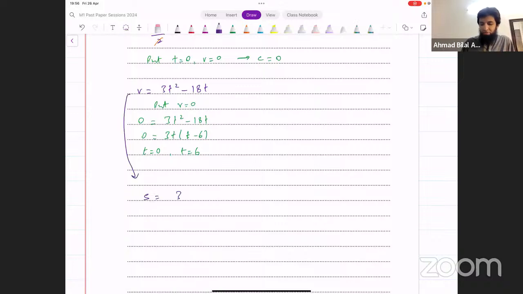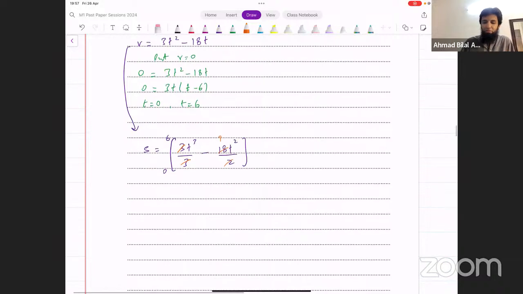And that's going to become 3t cubed divided by 3 minus 18t squared divided by 2. But since we're looking for displacement from one point to another, we can directly do this by using limits. So they would have used limits there. That's why probably they ignored the c here. You can use limits from 0 to 6, right? Because that's what you are looking for. Distance traveled from 0 to 6, and there's no change in direction. So you can just use this formula directly.